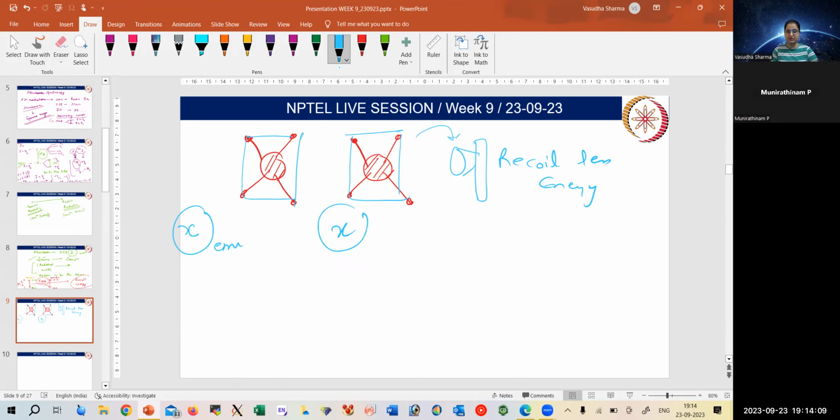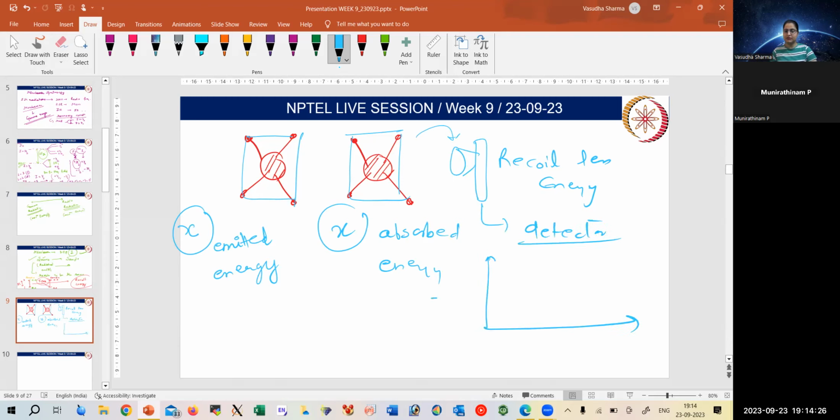This is emitted energy and this is absorbed energy. When both are the same, then no transmission has happened, so the detector won't be able to see anything. So in the transmission, we know that we have this transmitted thing. So transmission will be 100%.